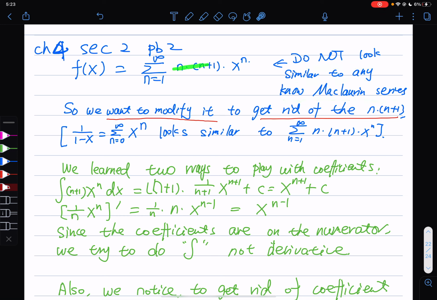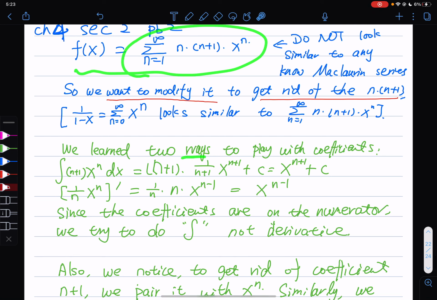However, if I do not have those coefficients n and n plus 1, then the series is going to look a lot like 1 over 1 minus x. So this is a Maclaurin series. They kind of look similar to each other, except I don't like those coefficients. So how do we get rid of the coefficient in front of each term such that I can find my original function whose Maclaurin series looks like this?